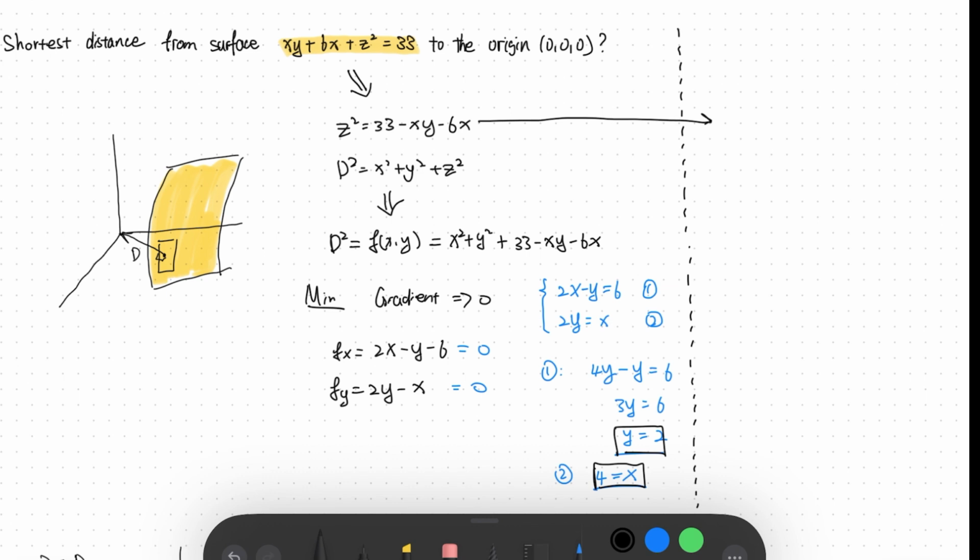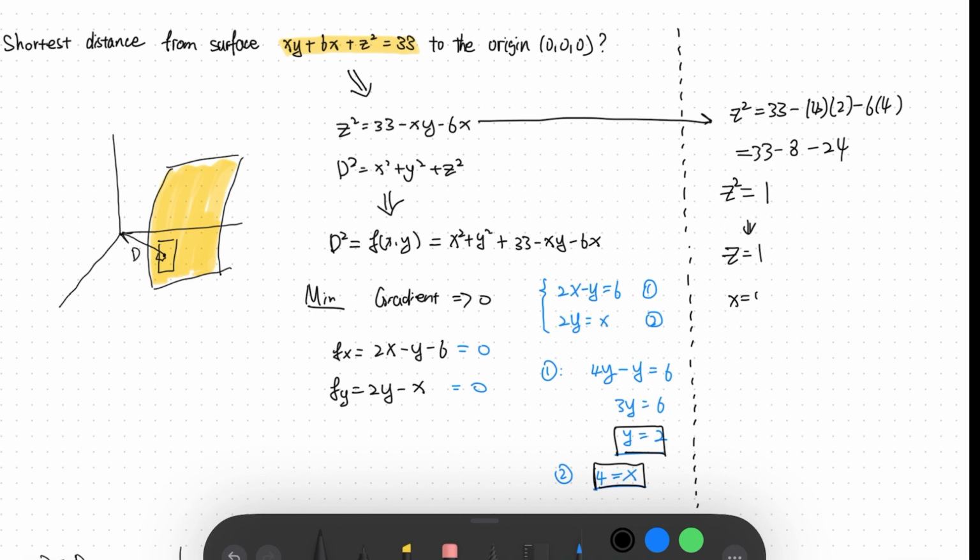By using the modified equation of the surface, we can plug x and y in. So z² = 33 - 4 × 2 - 6 × 4, which equals 33 - 8 - 24. And that gives us z² = 1. Because we take the positive value here, z = 1.